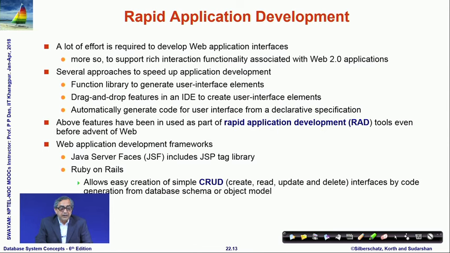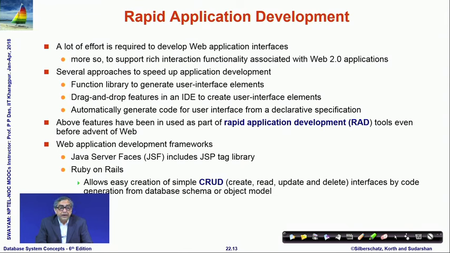One approach naturally is to have a variety of function libraries which can help you easily get user interface elements like buttons, checkboxes, radio buttons, and drag and drop features in the IDE. IDE stands for integrated development environment, like Visual Studio, FrontPage, and so on, which can create user interface elements easily. You can automatically generate code for the user interface, and these are all parts of rapid application development tools.